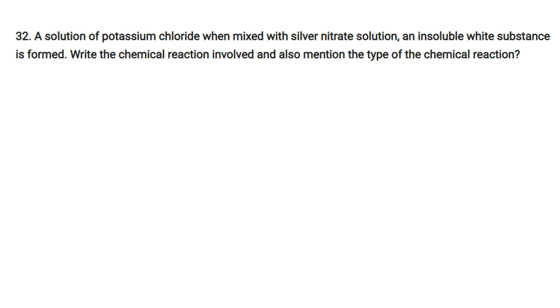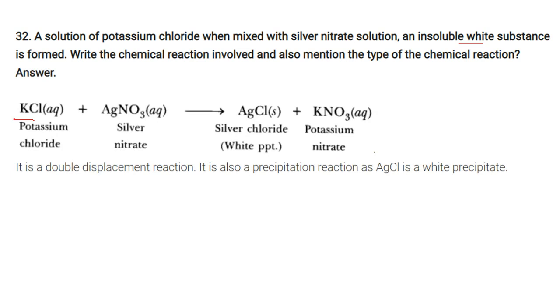A solution of potassium chloride when mixed with silver nitrate solution, an insoluble white substance is formed. Write the chemical reaction involved and also mention the type of chemical reaction. So this is KCl, potassium chloride, combined with AgNO3, this is silver nitrate, and it forms AgCl, which is silver chloride, which is actually our white precipitate, and this is potassium nitrate. So here K is replacing Ag, Ag is replacing K, so it's a double displacement reaction, and because a precipitate is also formed, white precipitate is formed, this is also a precipitation reaction.